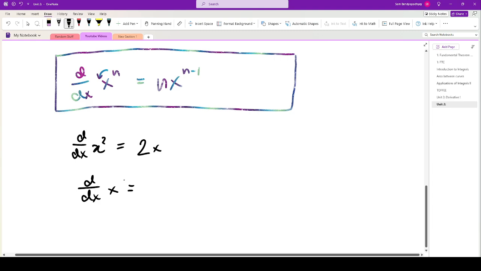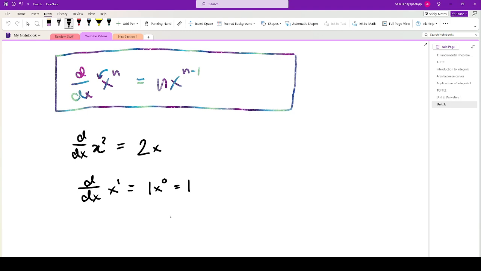Taking the derivative of x, right? Well, x is simply x to the 1. So if we drop down the exponent, we get 1 times x to the 1 minus 1, or 1x to the 0. x to the 0 is just 1, right? So the derivative of x is 1, and that makes sense, right? Because the slope of the line x is going to be 1.